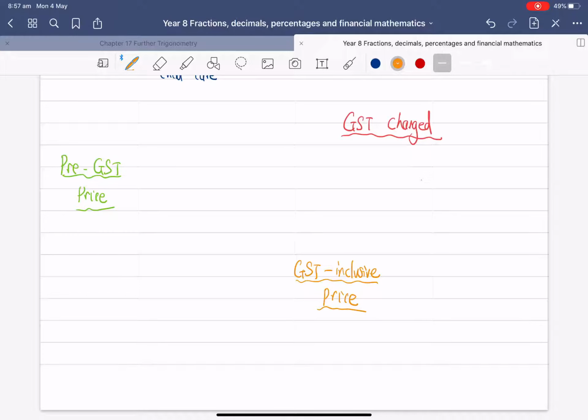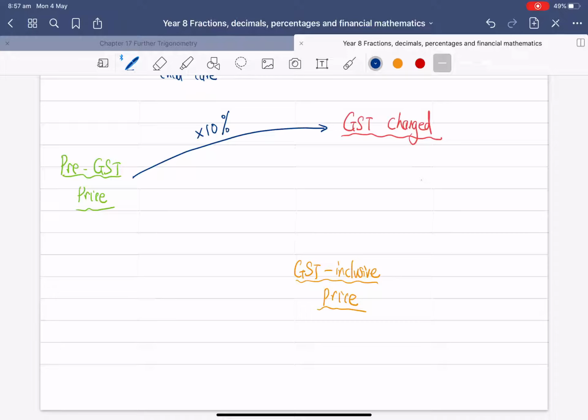All right, so what we need to do here is, from the pre-GST price, if you want to work out how much the GST is, that's really easy. This is what you do: you times by 10%. From the pre-GST price, you times by 10%, and you can work out how much the GST is.